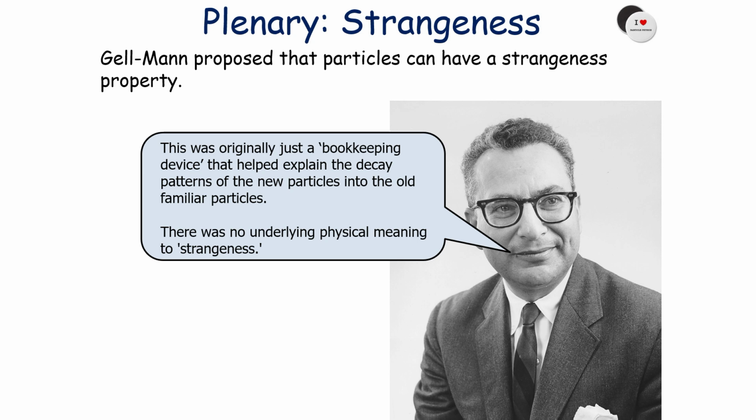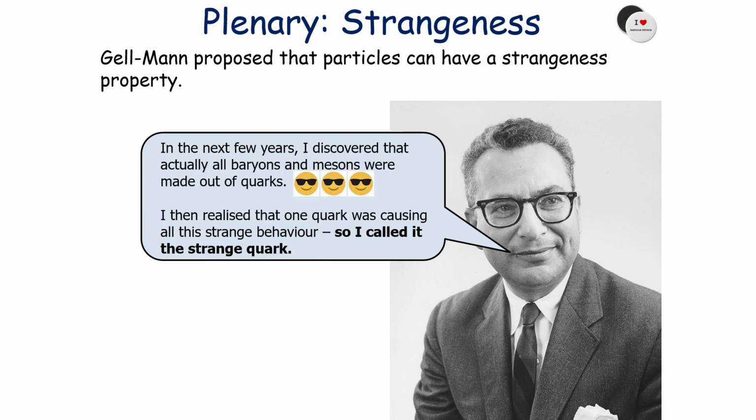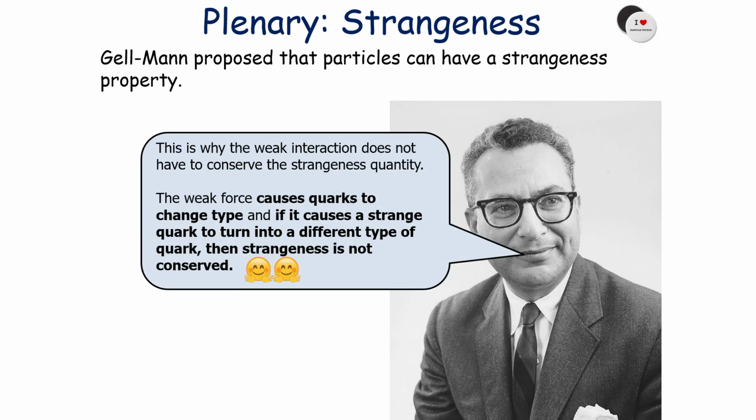Now originally this was a bookkeeping device to help explain patterns. However, over the next few years we discovered that baryons and mesons are made from quarks, and one quark was causing all this strange behaviour, so we called it the strange quark. So the weak force causes quarks to change type, and it can cause a strange quark to turn into a different type of quark, therefore strangeness is not conserved.